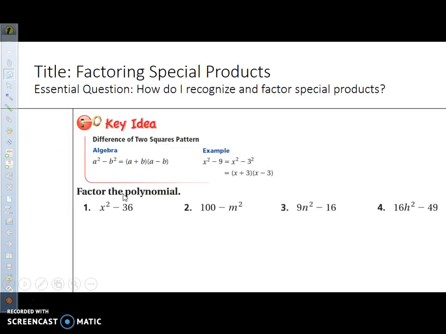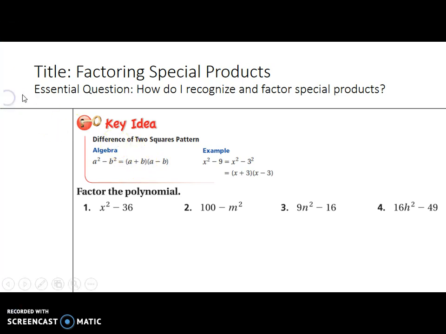Alright, the first one is the difference of two squares pattern. That's where a squared and b squared are the difference of the same number times the same number. For example, 3 times 3 is 9, and we'll get into more. When we factor it, one's a positive, one's a negative. We looked at this in the reverse way a couple weeks ago, I think it was 7.4.